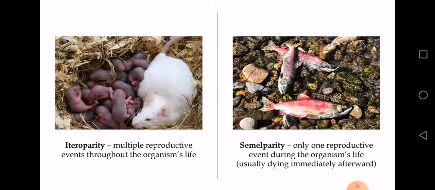Therefore, while most osteopods are iteroparous, producing multiple clutches of offspring over the course of their lives, some of these lystrachirids may evolve to become semelparous, investing all of their energy in exactly one reproductive event and dying soon afterwards.